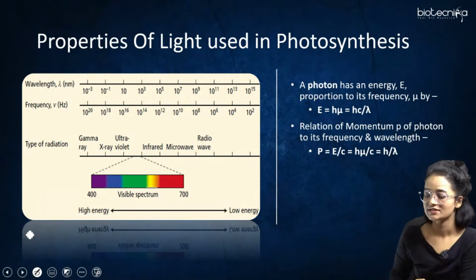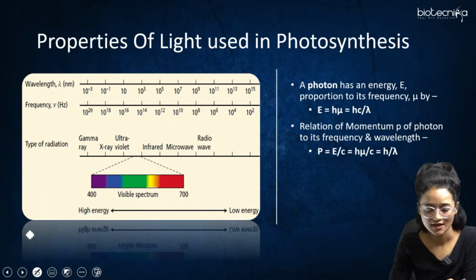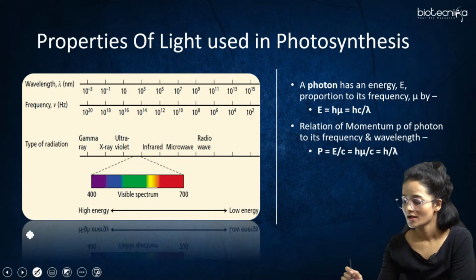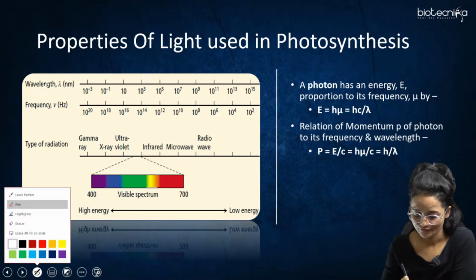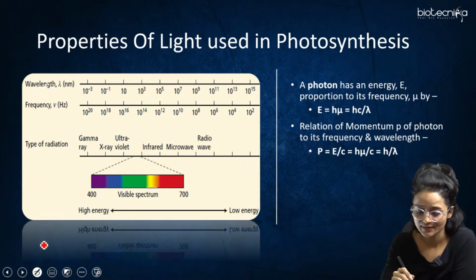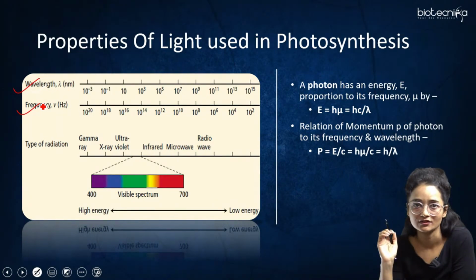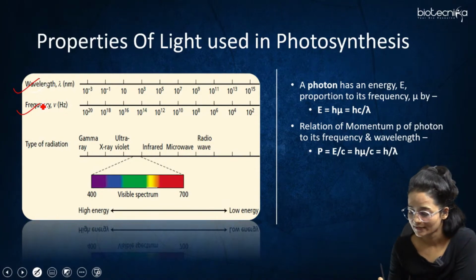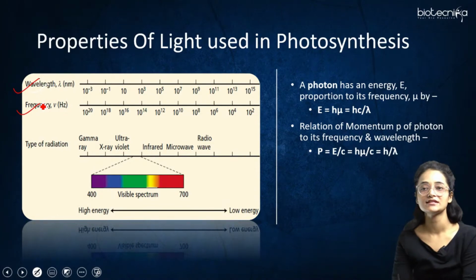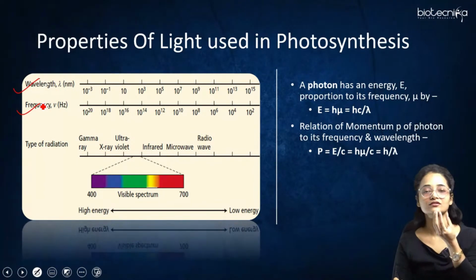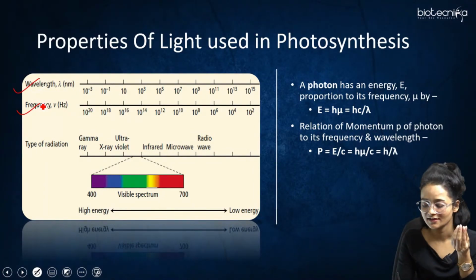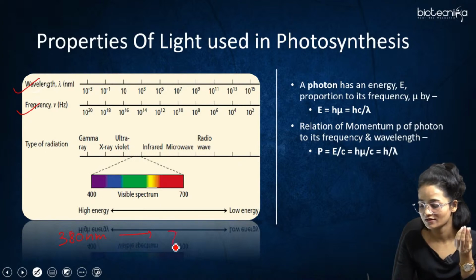Then come the properties of light used in photosynthesis. Now, as we know, if you have studied physics, wavelength and frequency are two components which are inversely proportional to each other, right? For human beings, the visible spectrum in which humans can actually see things ranges from 380 nanometers to 740 nanometers, right?